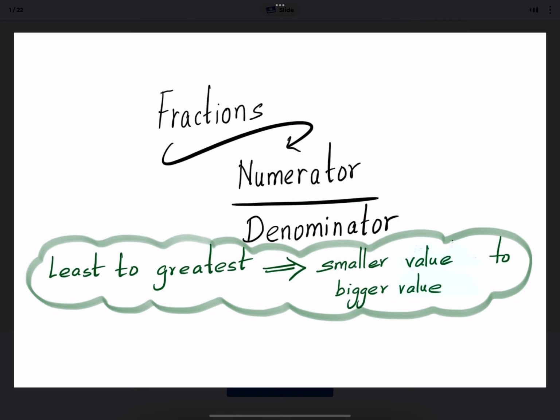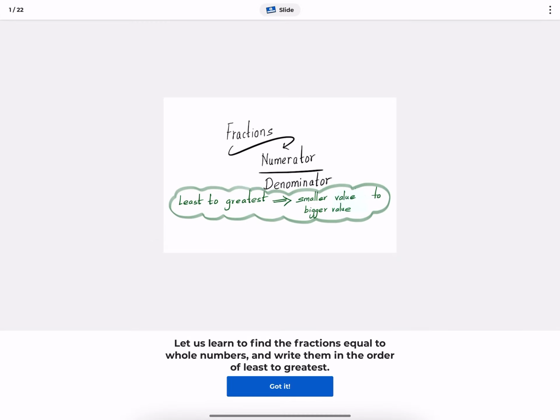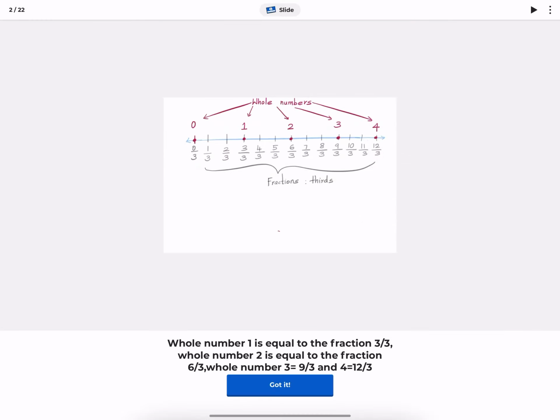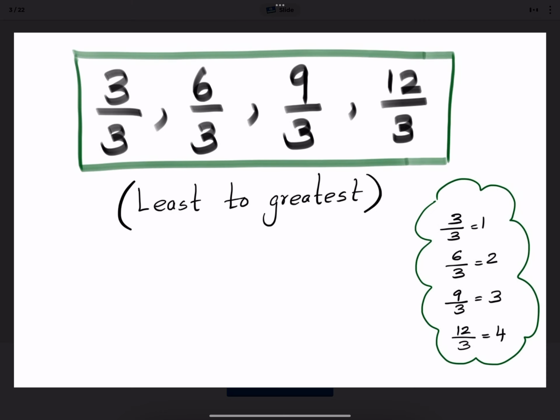Let us learn to find the fractions equal to whole numbers, and write them in the order of least to greatest. Whole number 1 is equal to the fraction 3/3, whole number 2 is equal to the fraction 6/3, whole number 3 equals 9/3 and 4 equals 12/3. The fractions are arranged from least to the greatest value.